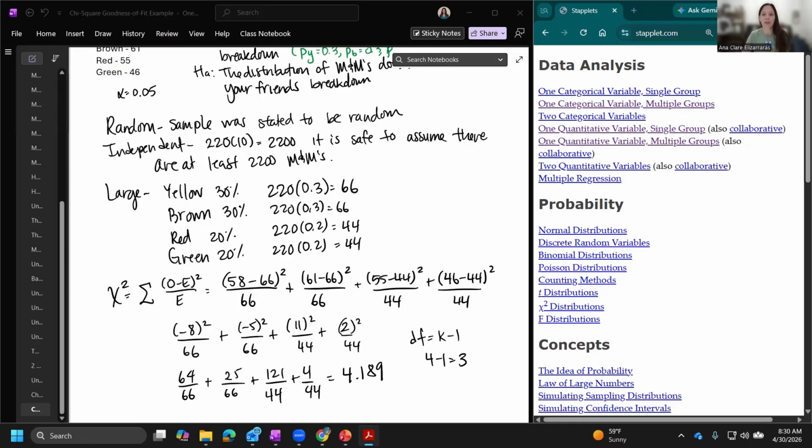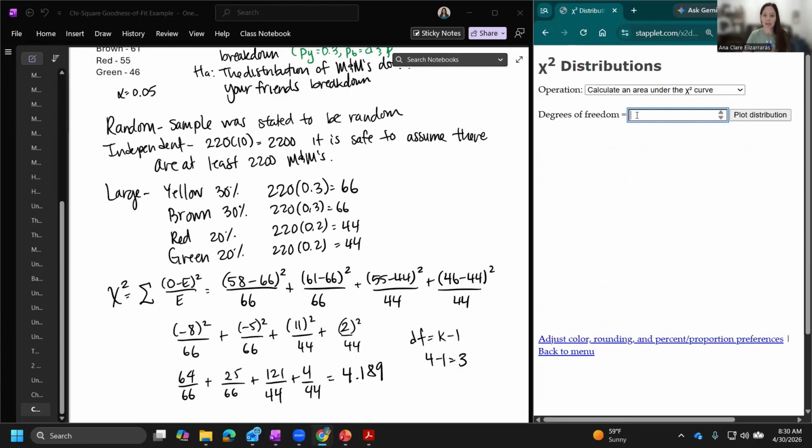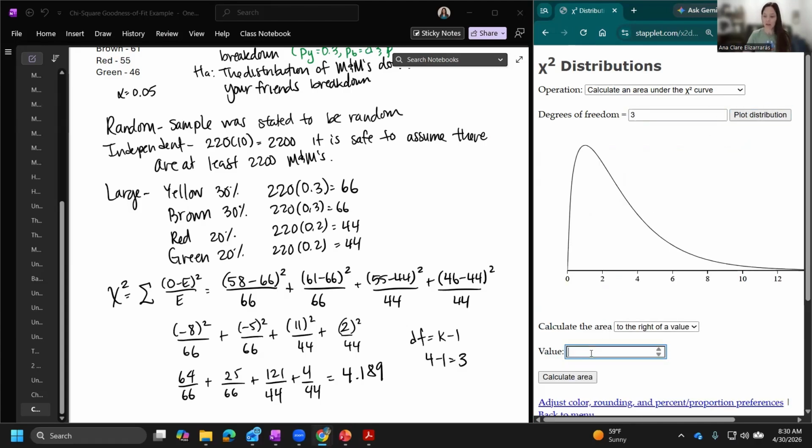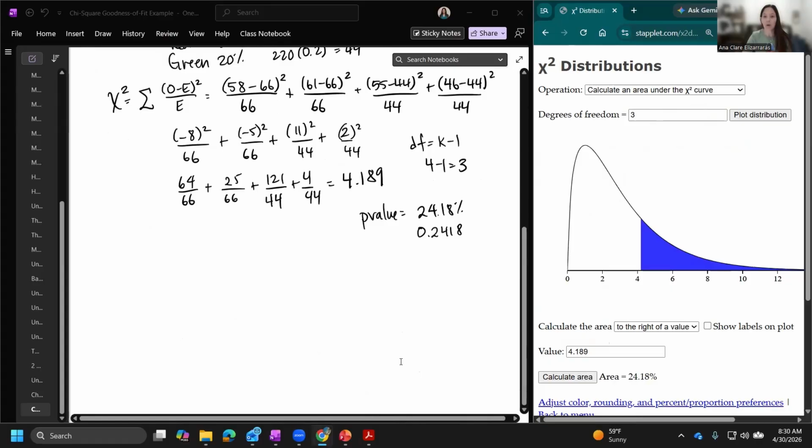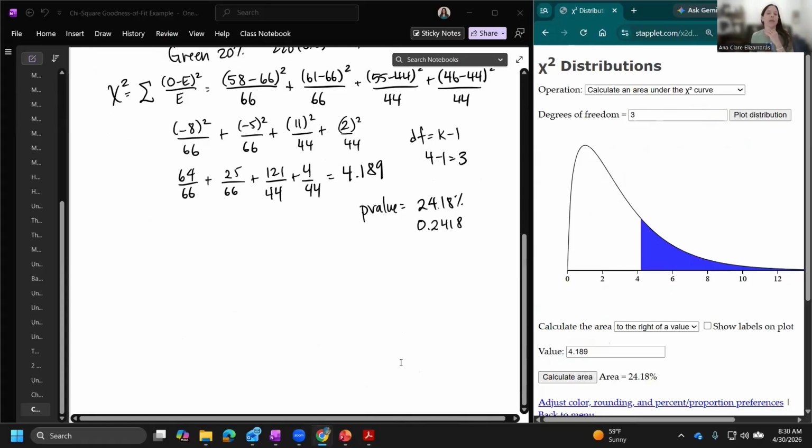So if I wanted to figure out the p-value for this, I would go to chi-square distribution, enter 3 for my degrees of freedom, and I would put my value of 4.189. And the area to the right of that is 24.18% or 0.2418 as a decimal. A very, very high probability of occurring randomly by chance if the null really was true.